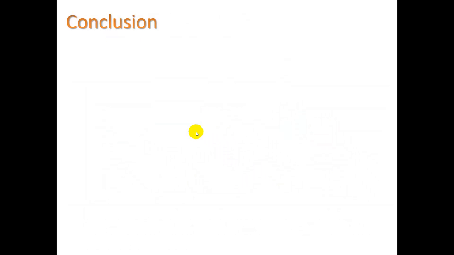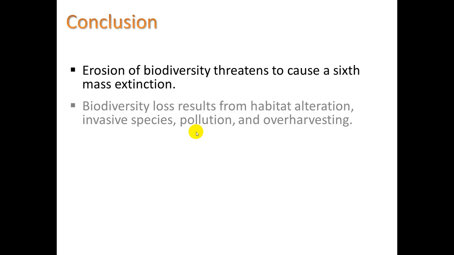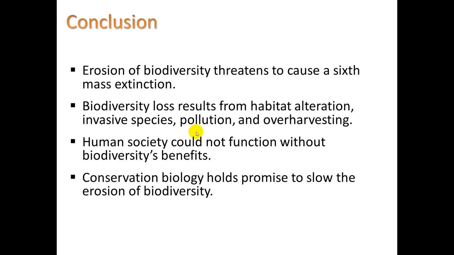So in conclusion of all these three parts, we've seen that erosion of biodiversity threatens to cause a sixth mass extinction. Biodiversity loss results from habitat alteration, invasive species, pollution, overharvesting, and climate change, which we'll discuss more. Human society could not function without biodiversity's benefits. We call these environmental services. And conservation biology holds promise to slow the erosion of biodiversity, to help curb species extinction.